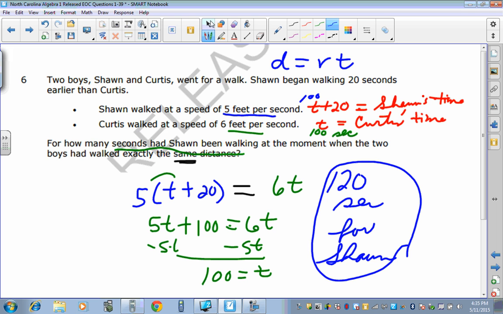They could easily ask you how far did both boys walk. In that case, you would just plug back in T. 6 times 100 is 600. Okay, so 600 feet. Sean, 100 plus 20 is 120. Times 5 also gives you 600 feet.